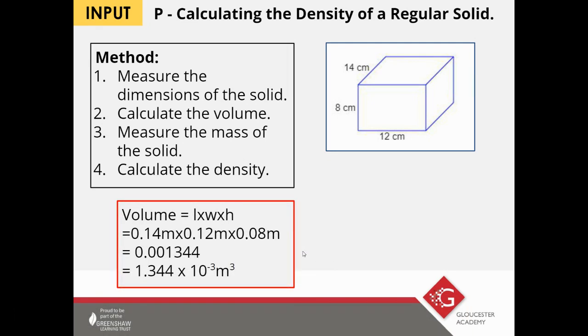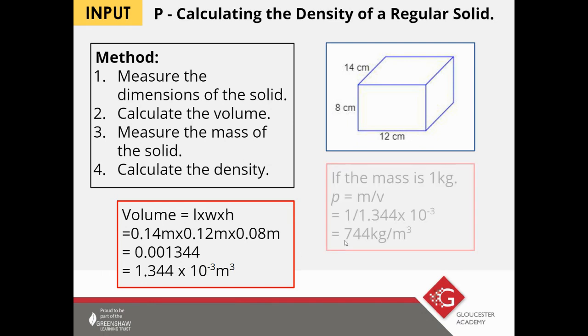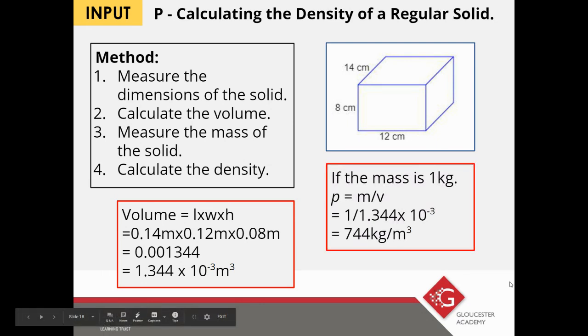So my volume for this cube is length times width times height. Remember, it needs to be in meters, so I have to convert those units. Convert the units before you make the volume, otherwise you can make life a bit harder for yourself. And then if the mass is 1 kilogram, then density was 744 kilograms per meter cubed. Can you record the method, and can you just put an example in your notes?